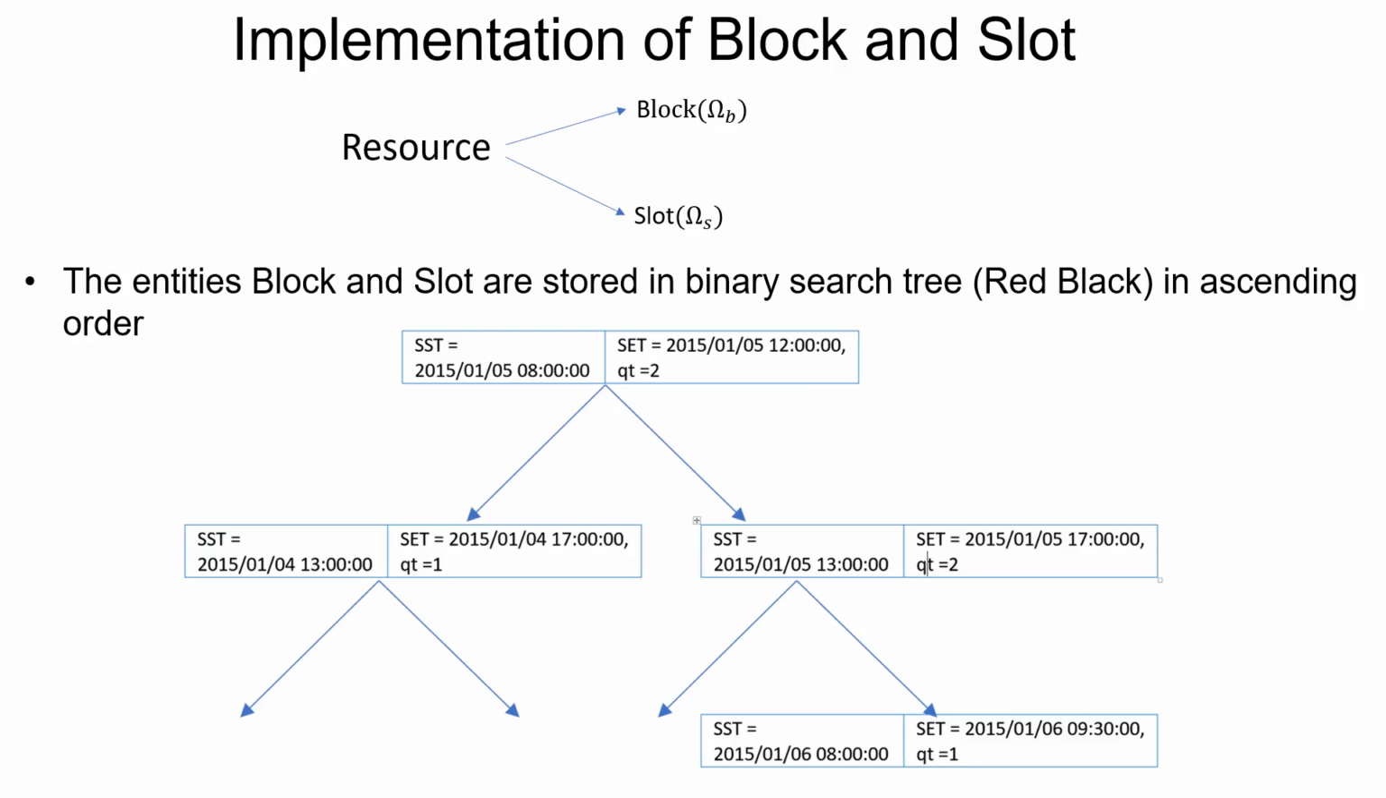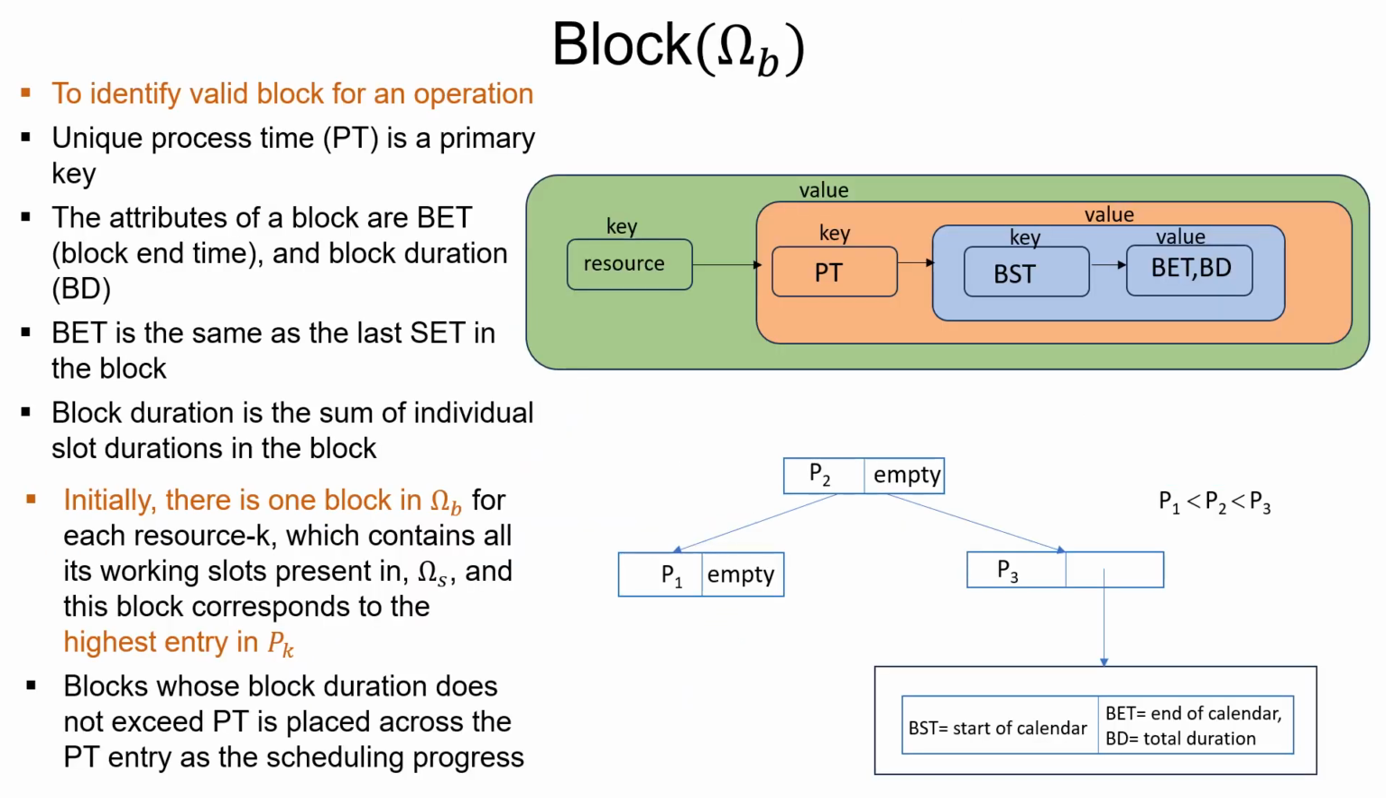In order to implement this block and slot algorithm, we maintain two data structures, that is block and slot. This block data structure is a nested tree which maintains the overall details of a block, such as block start time, block end time, and block duration. In this tree map, the primary key is the processing time. This will be the unique processing time across all the operations, and across the processing time we store the details of the block, such as block start time, block end time, and block duration.